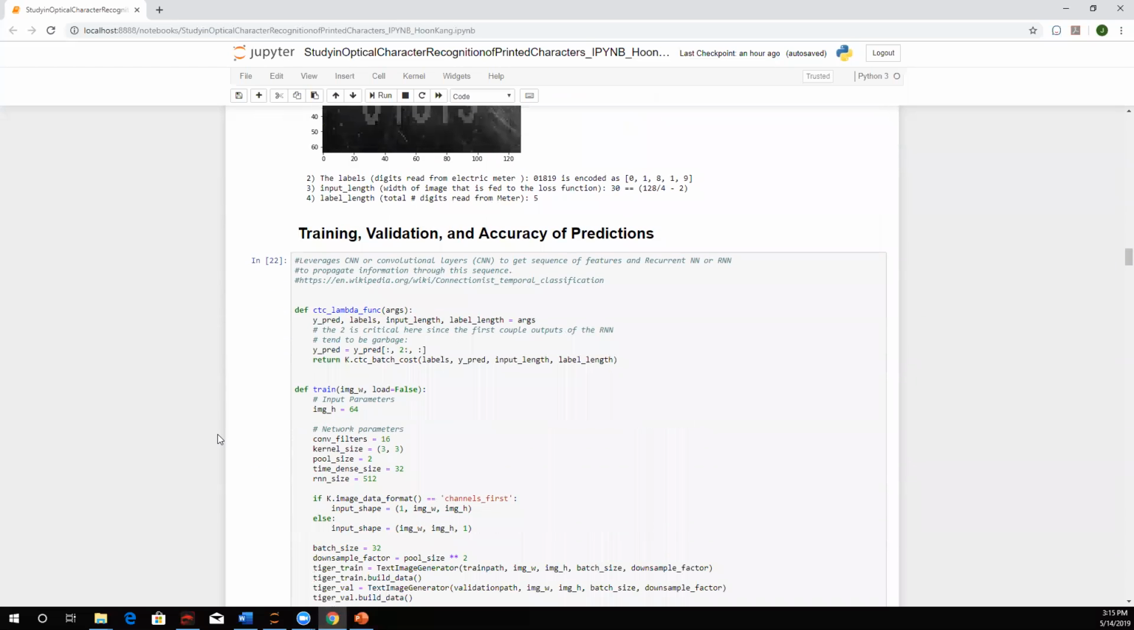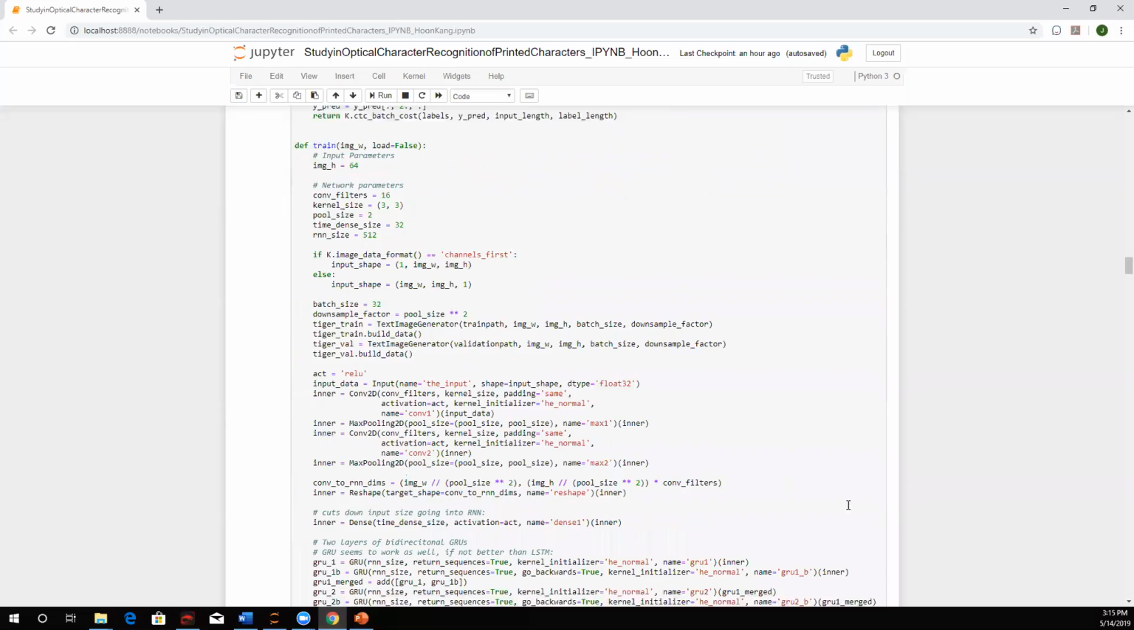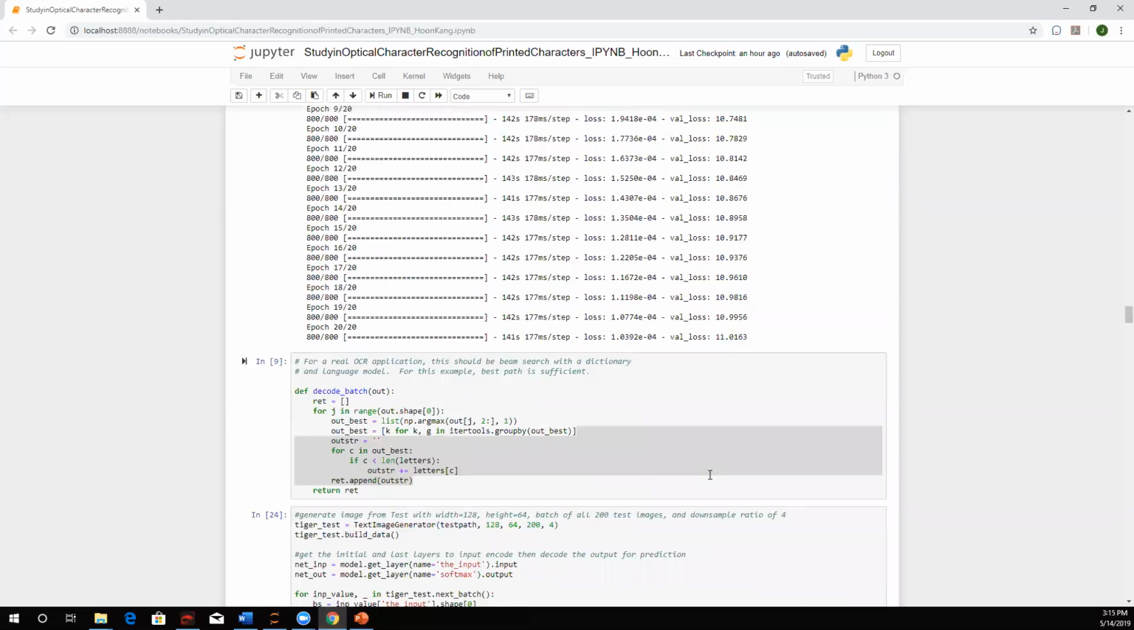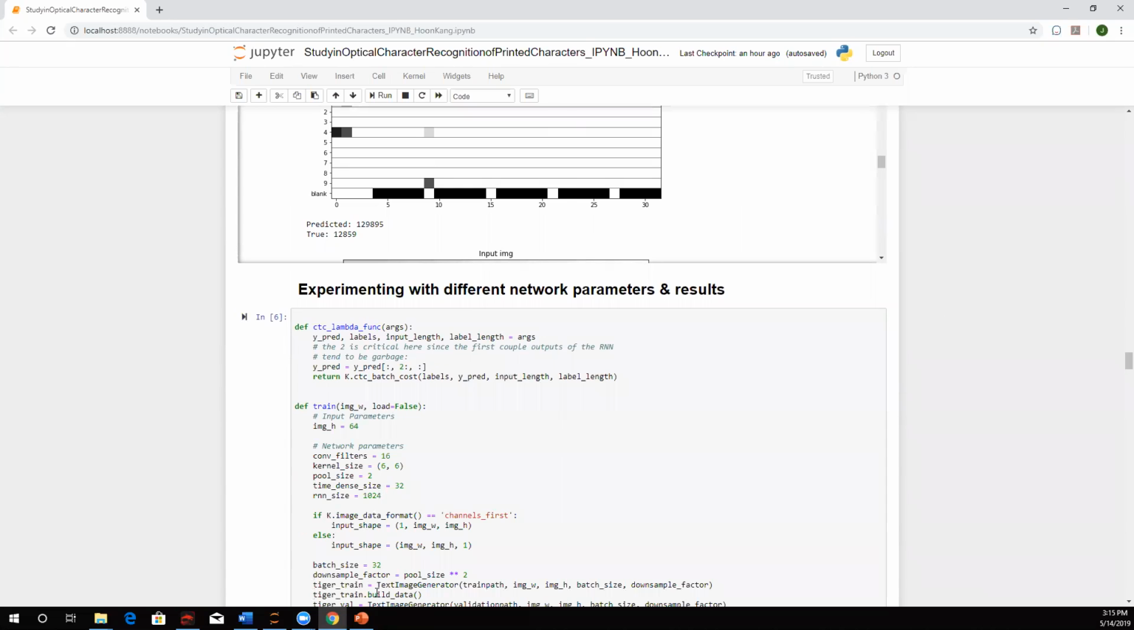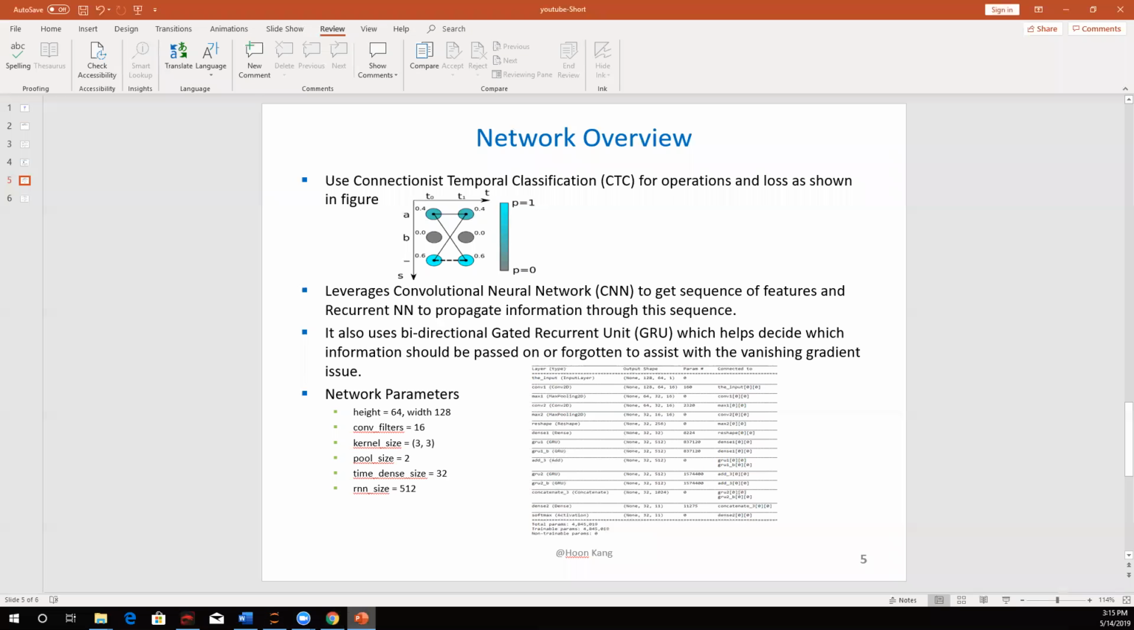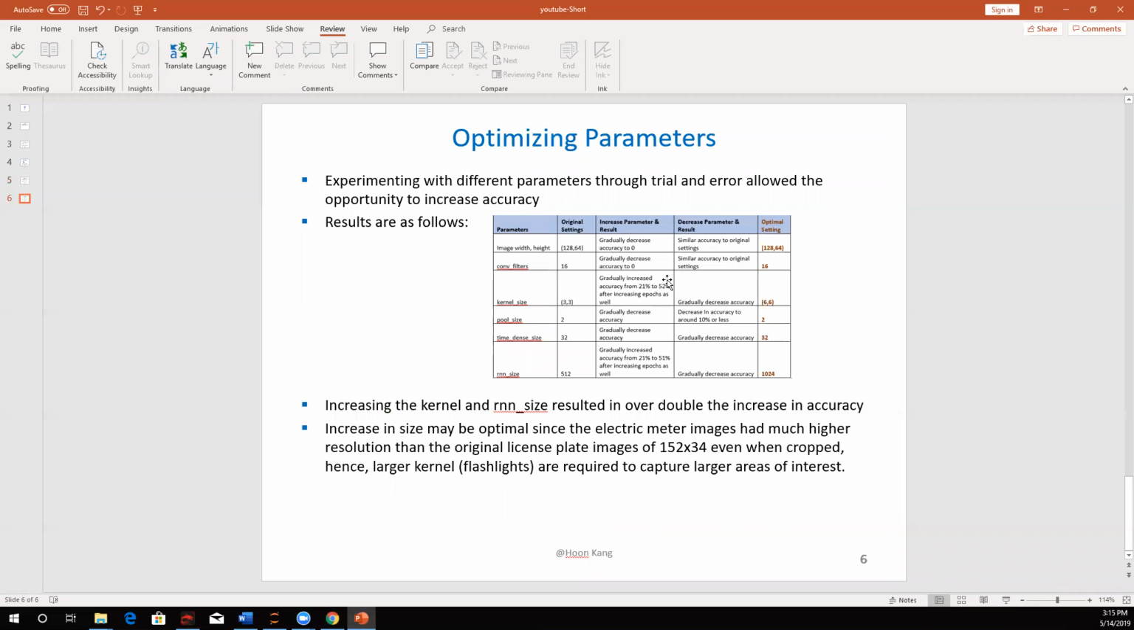Then I'll be going over the initial training, and the results of the initial training in terms of the accuracy, as well as having an output or visualization of the images, as well as the associated activations from the initial training run. Then I'll be trying to optimize the parameters, as you see here, based on the experiments to see which settings are the best or optimal for our training.